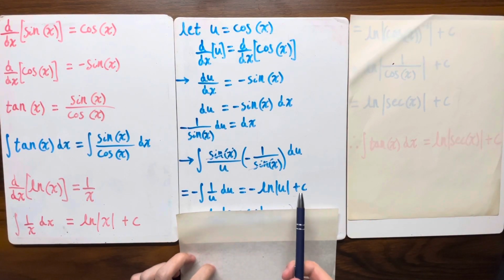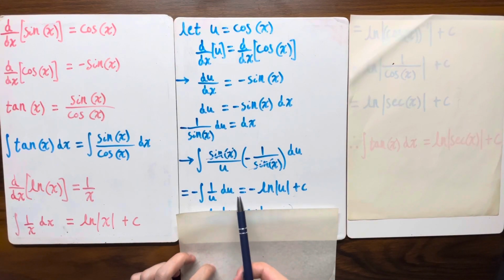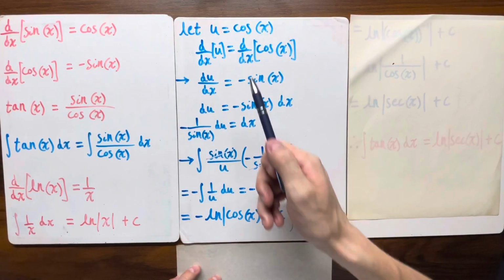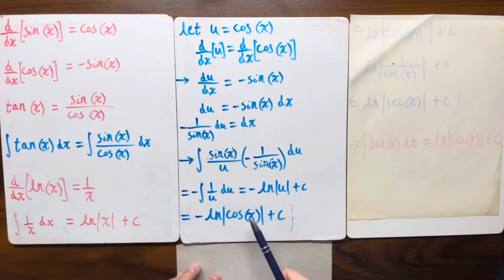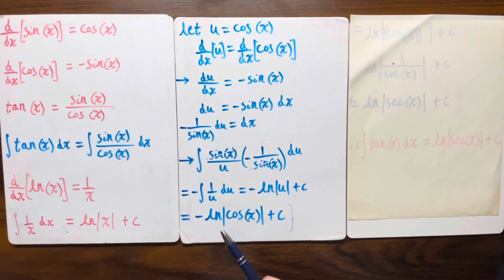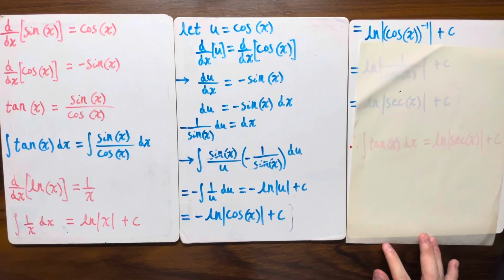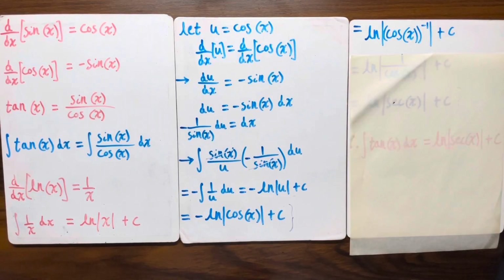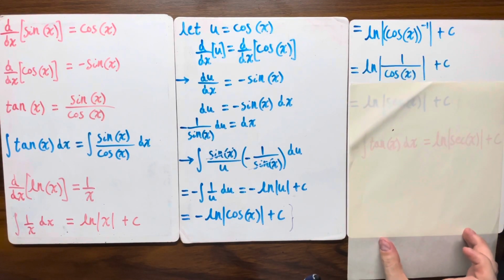So we get this. The integral of 1 over u is just ln absolute value of u plus c. But what is u? Well, it was cosine. So that means that the integral, the final answer, is equal to negative ln of cosine of x plus c. But remember the power rule for logs, we can bring this exponent to the top over here and get this. But this is the same thing as a fraction, so we can write it as a fraction like this.